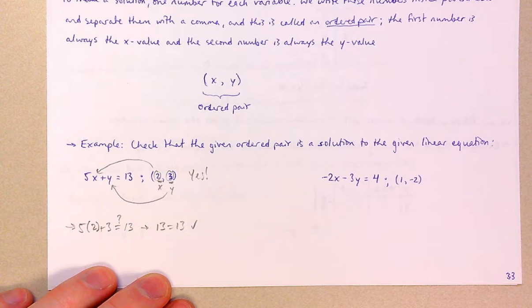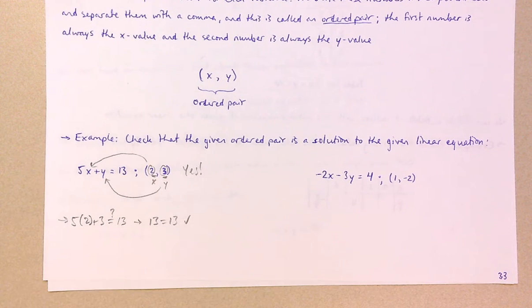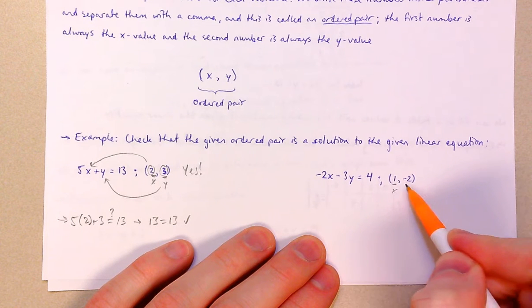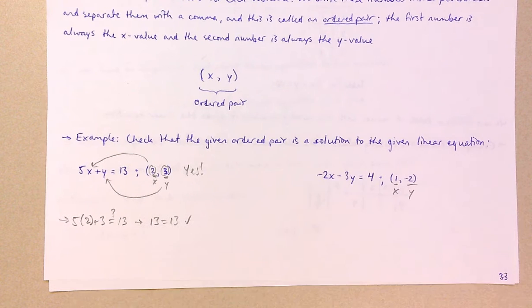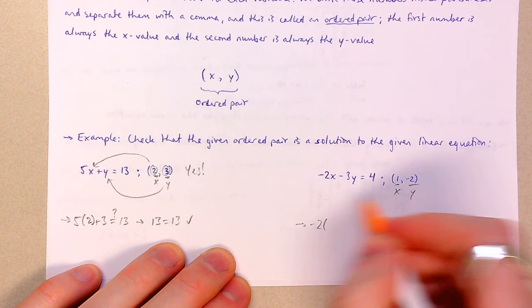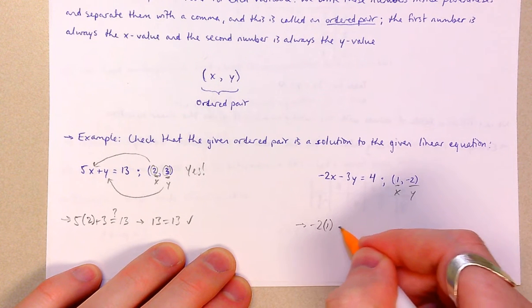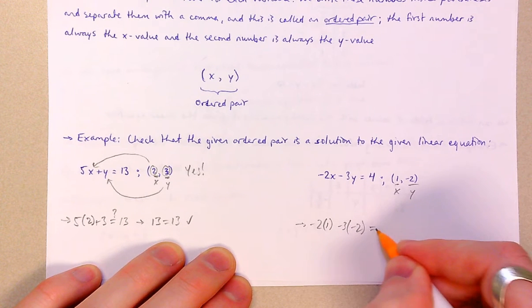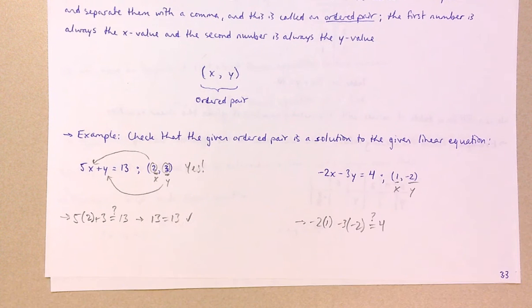Okay, let's try this one here. Negative 2x minus 3y is equal to positive 4. And our ordered pair is 1, negative 2. We'll see if this is a solution to our given linear equation. So again, x, y, and you make your substitutions. I have negative 2 times my x value of 1 minus 3 times my y value of negative 2. And is this equal to 4?